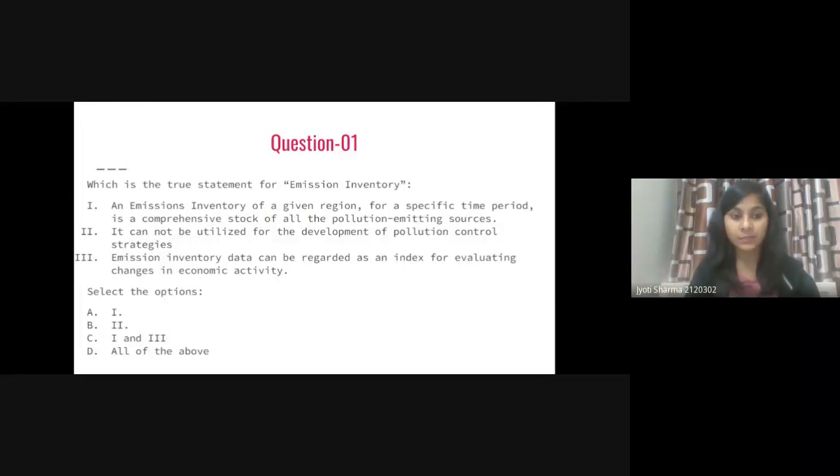The first statement: an emissions inventory of a given region for a specific time period is a comprehensive stock of all the pollution emitting sources. The second statement: it cannot be utilized for the development of pollution control strategies. The third statement: emission inventory data can be regarded as an index for evaluating change in economic activities. I have four options: one only, second only, first and third, and all of the above. Can you write in the chat box which option is correct, or even speak.